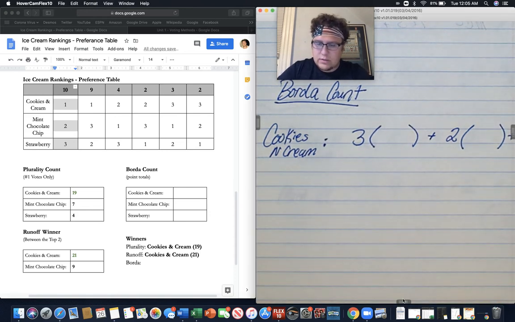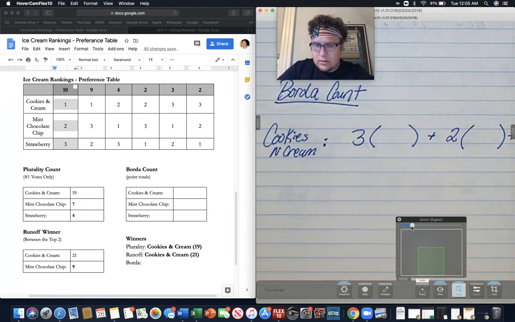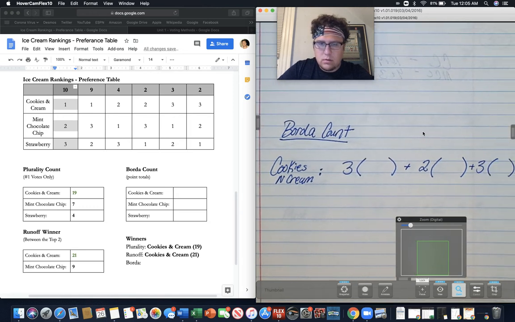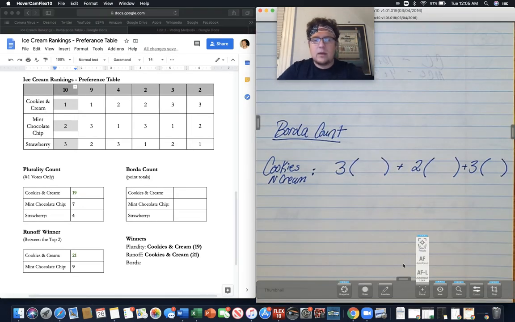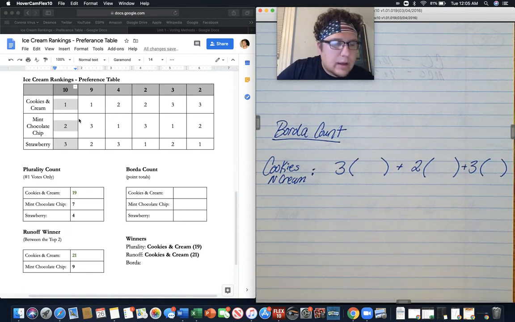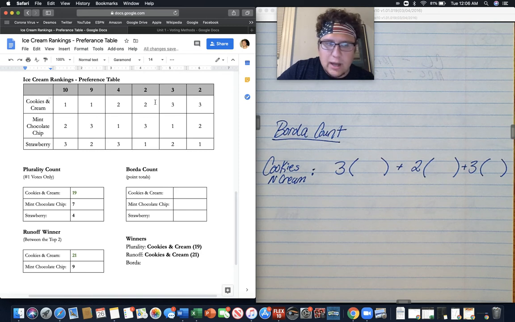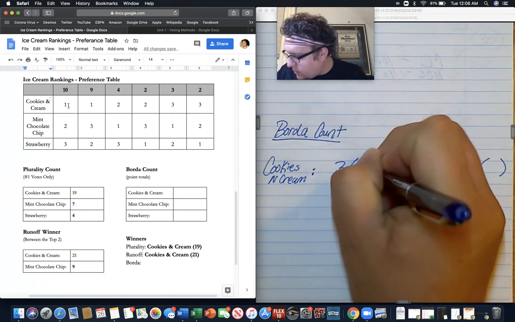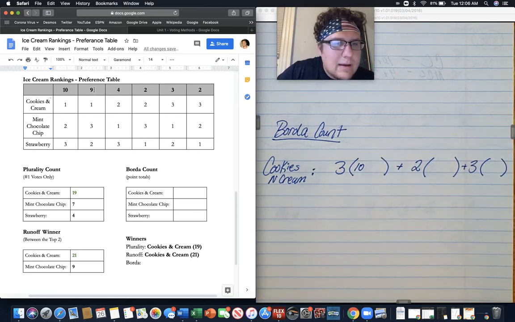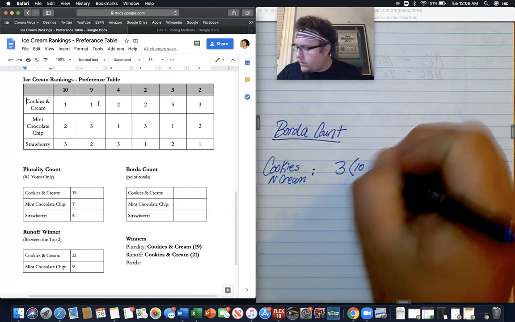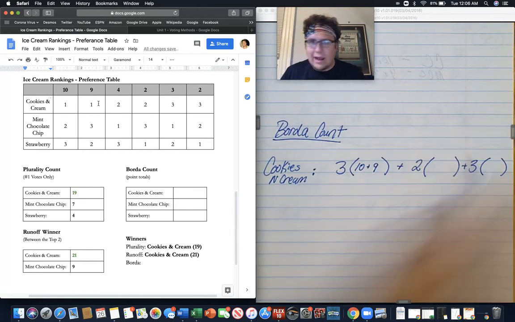I think I have to adjust the zoom. Apologies. There we go. Perfect. All right. So I'm looking here, and I'm just going to focus all my attention on the cookies and cream row. So I look at these 10 people, and I say, all right, these 10 voted number 1 for cookies and cream. So I'm going to put a 10 in that little spot. Then I look at these 9 people, and they also ranked cookies and cream the number 1 ice cream flavor. So they're going to get another 9 number 1 votes.